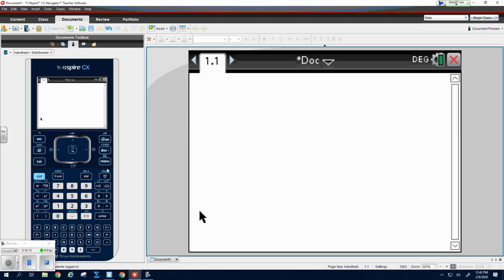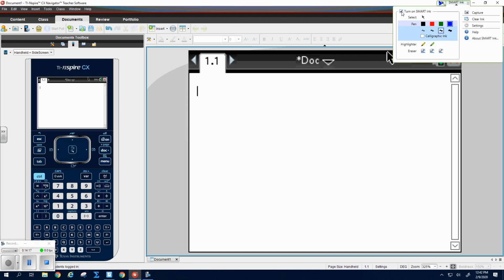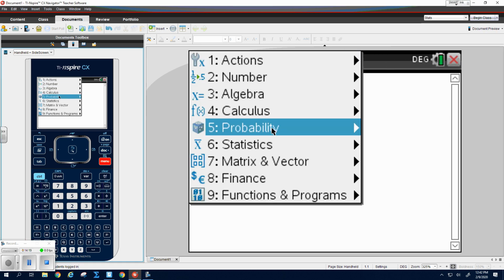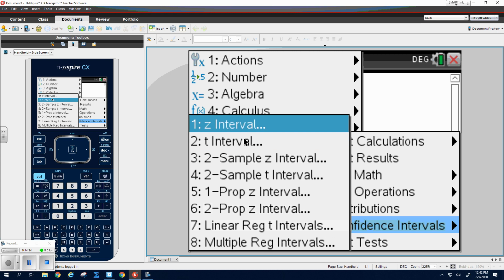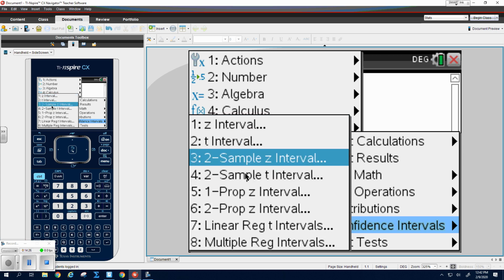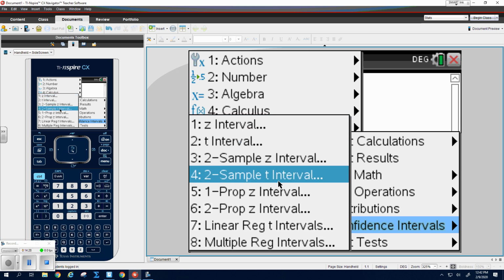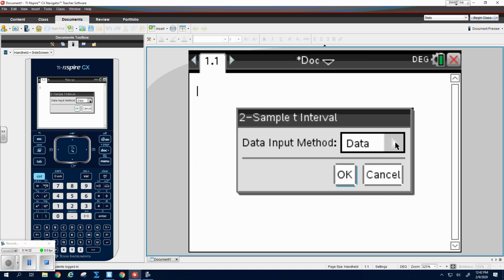So you want to go to menu, statistics, confidence intervals. These first 4 are all for means. And again, I'm doing a 2-sample, and we almost always use t unless we know the population standard deviations, which we don't. And for this one, we have the statistics, not the data.